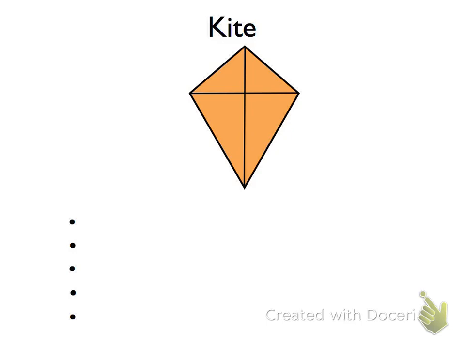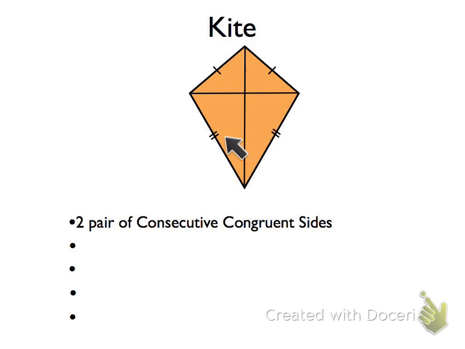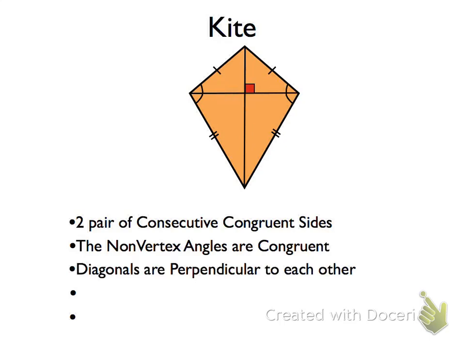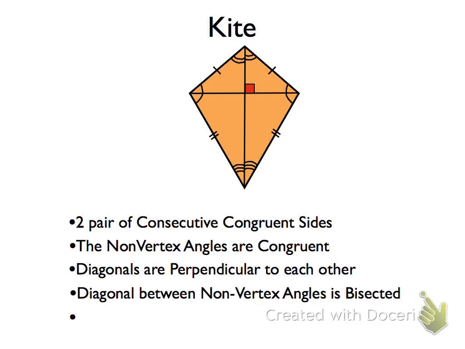Alright, moving on to the kite. We have two pairs of consecutive congruent sides. So the left and the right on the top are congruent, and the left and the right on the bottom are congruent. Remember, consecutive sides touch. So these actually intersect here at the bottom. The non-vertex angles are congruent. So the left and the right angles, here and here, are congruent. The diagonals are perpendicular, so they intersect at right angles. The diagonal between the non-vertex angles bisects. The diagonal is bisected.